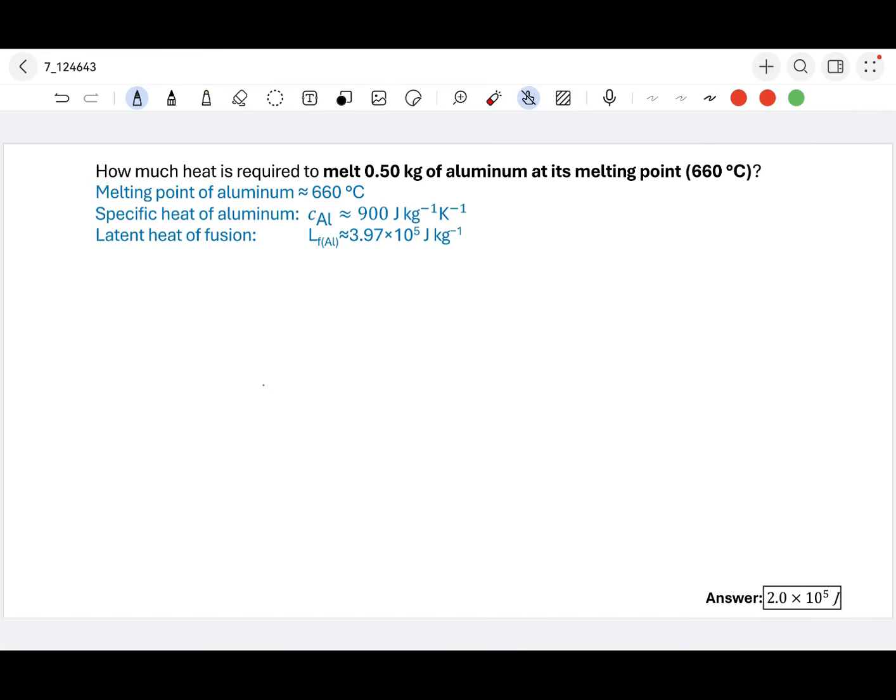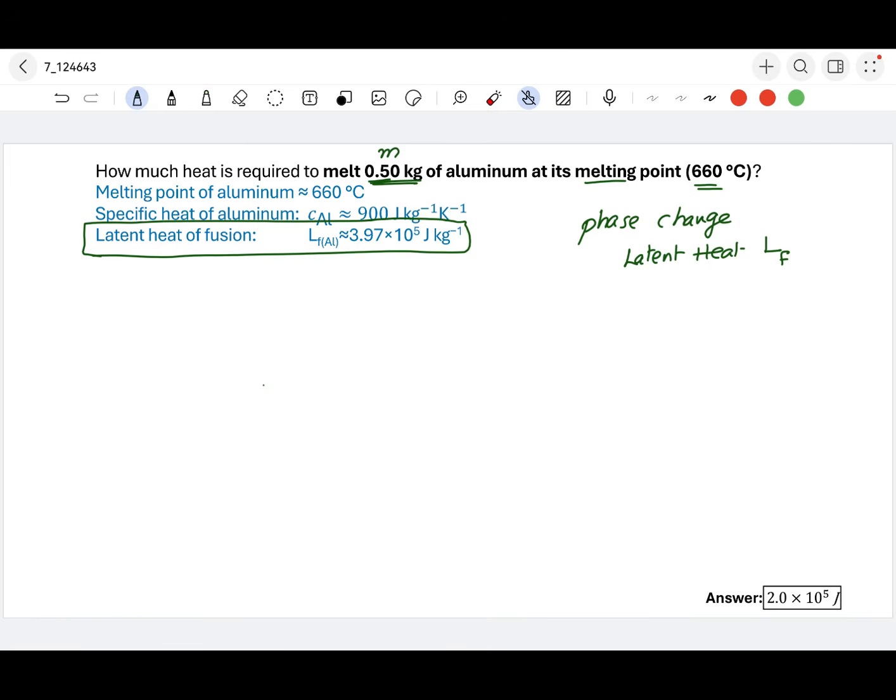How much heat energy is required to melt 0.5 kilogram of aluminum? Mass is given in kilogram. Aluminum melting point is given, 660 degrees Celsius. How much heat energy is given? Just only melting. Only melting means it is related to phase change. Whenever phase change comes, we have to remember latent heat. Which latent heat? It is only melting, so fusion we have to remember. Specific heat we don't require to solve this problem.